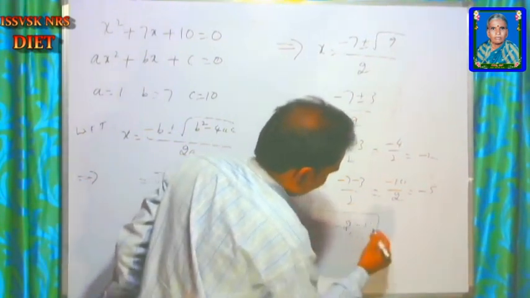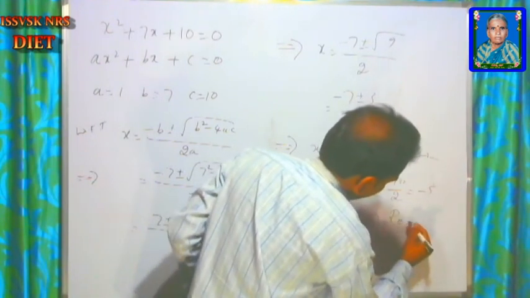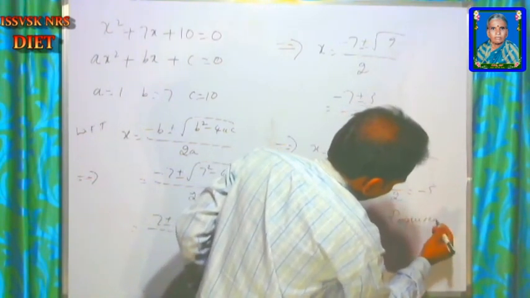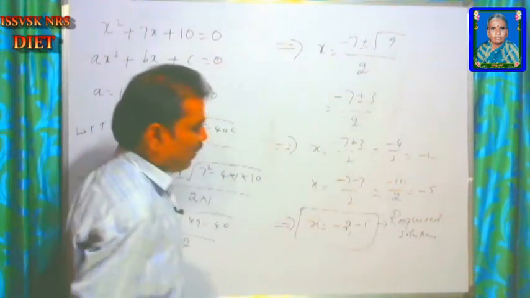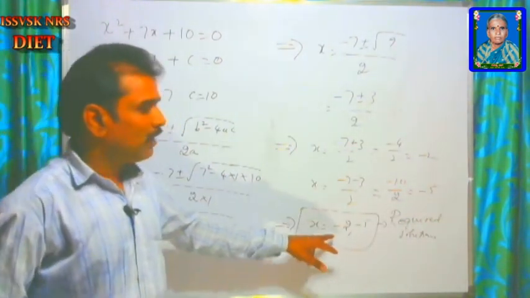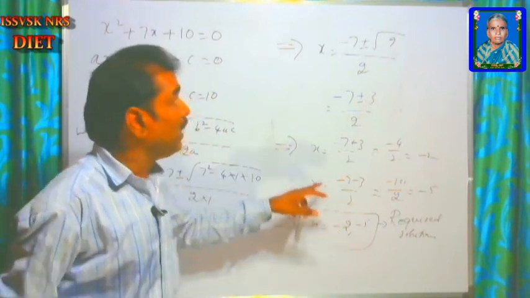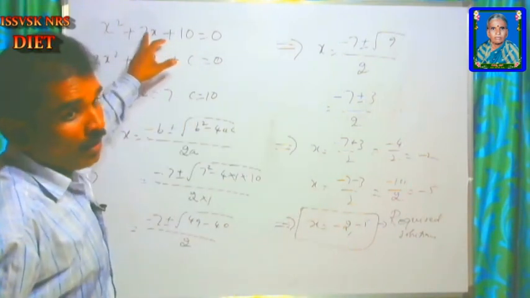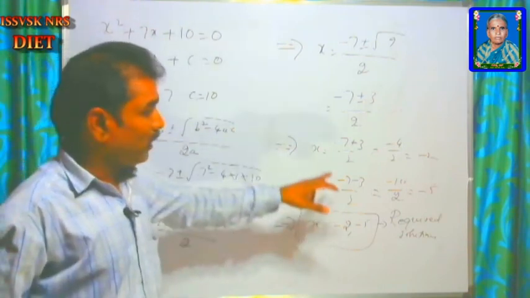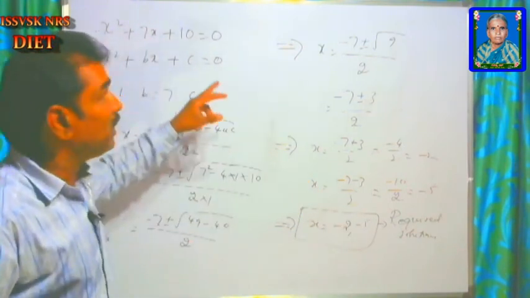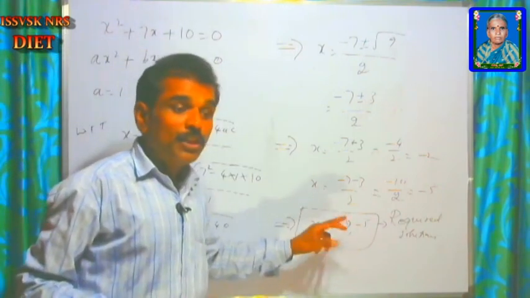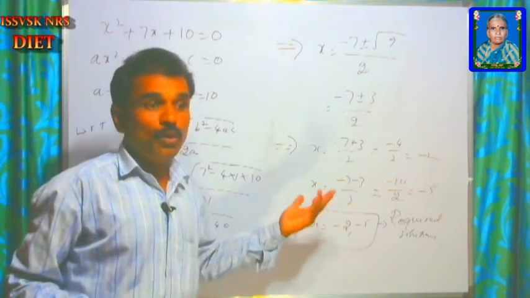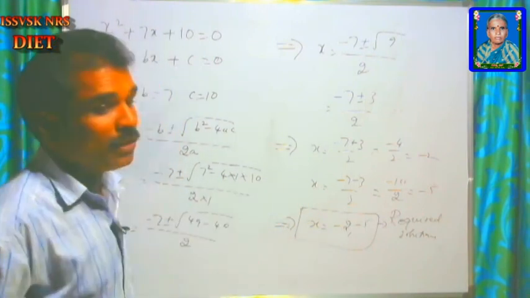Required solutions, that is the values of x. These are the zeros of the given polynomial or given quadratic equation. These are the roots of the given quadratic equation. These are the zeros of the quadratic equation, or roots of the quadratic equation, or solutions of the given quadratic equation.